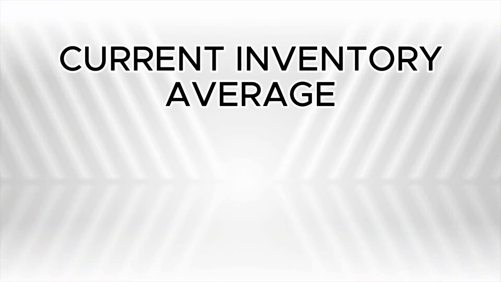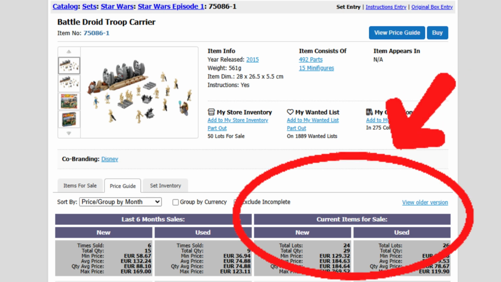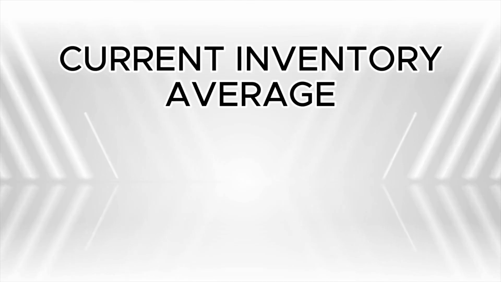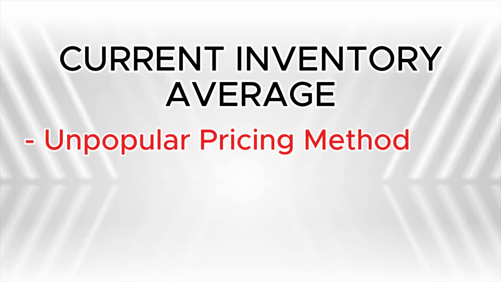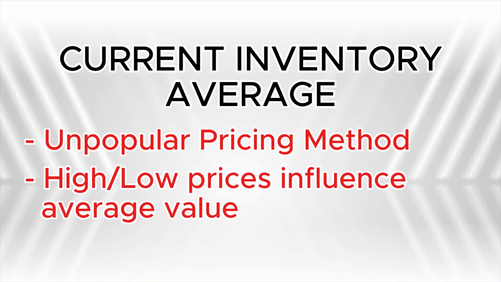On the Bricklink sellers market, there are two different ways to get a baseline for your prices. These are the current inventory average and the 6-month sale average. The current inventory average is an average price for parts or sets that are currently offered for sale. This way of pricing is usually not very popular because it is heavily influenced by stores that maintain very high prices for their stock, and of course these high prices drive up the average price.